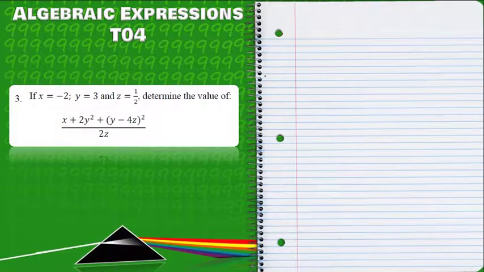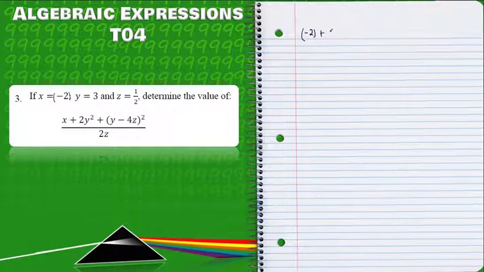And then we have question 3. So this is a question on substitution. The question says if x is minus 2, y is 3, and z is a half, determine the value of the following expression. So what we need to do is wherever we see x, we need to replace that with minus 2. Same for y and z. Now, when you replace values, always replace them with brackets. So instead of x, I've got this minus 2.